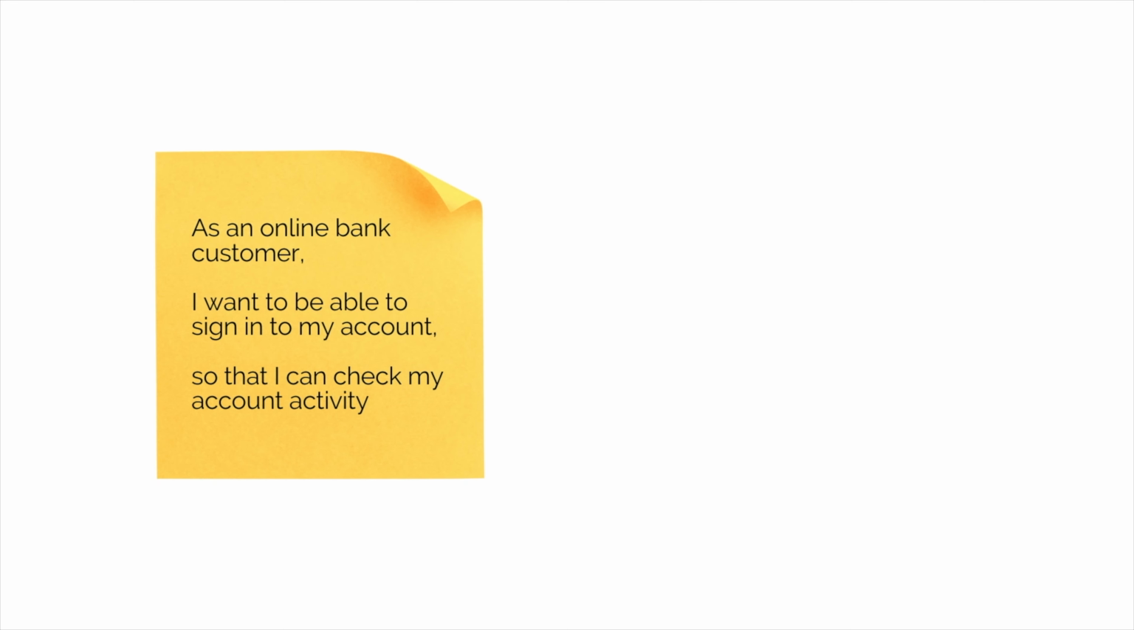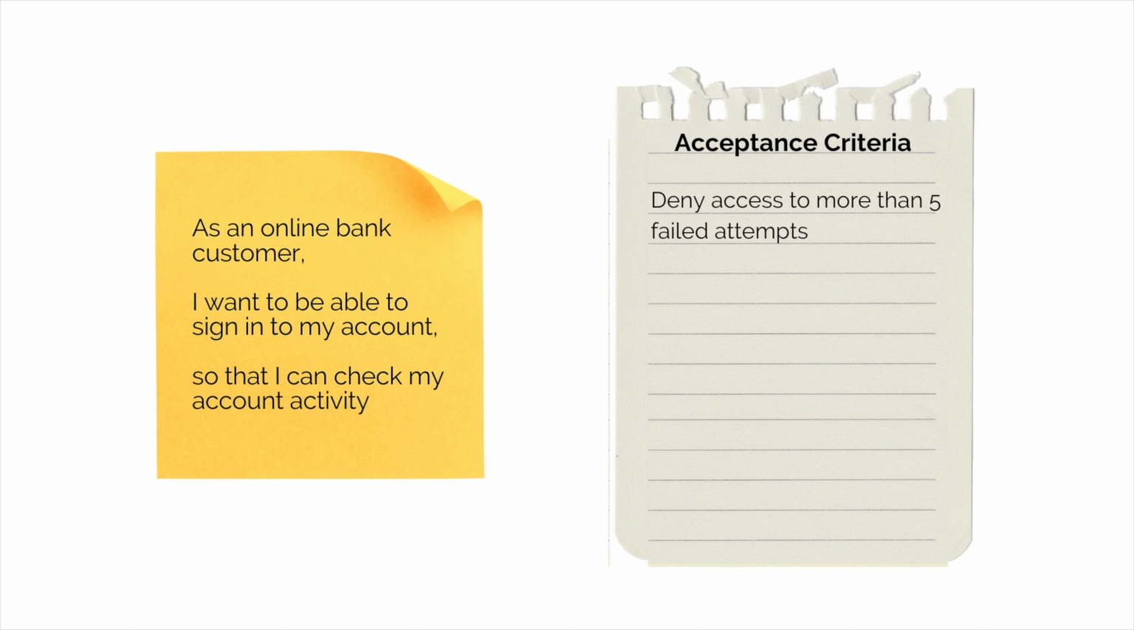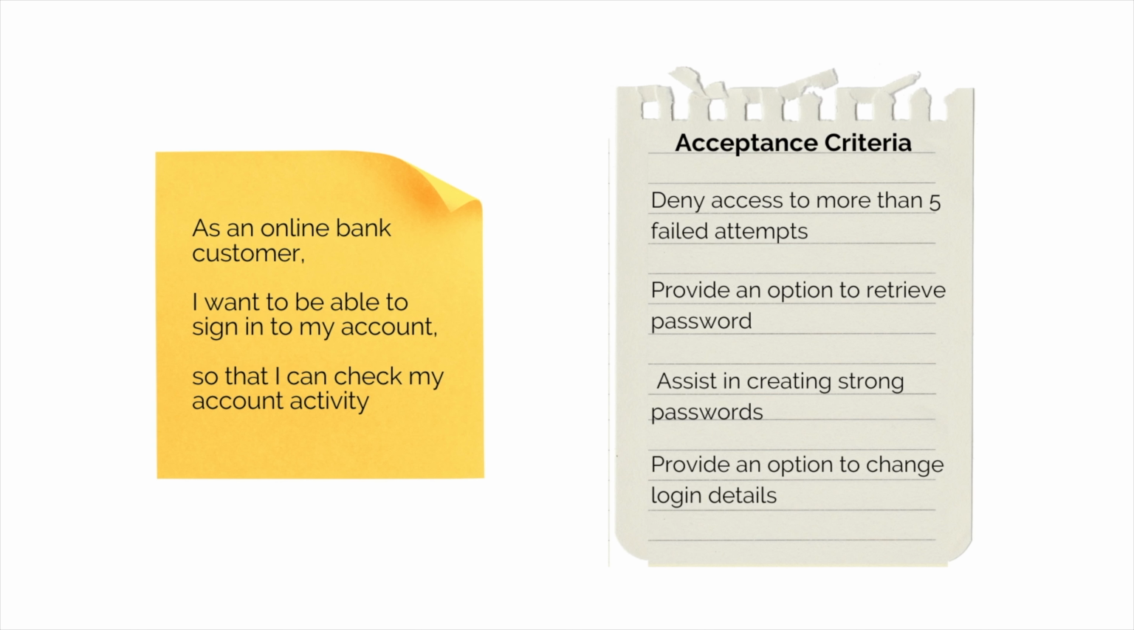But here's the acceptance criteria. Number 1, deny access to more than 5 failed attempts. Number 2, provide an option to retrieve password. Number 3, assist in creating strong passwords. Number 4, provide an option to change login details. This story now has too many specific details and is capable of shutting down conversations.